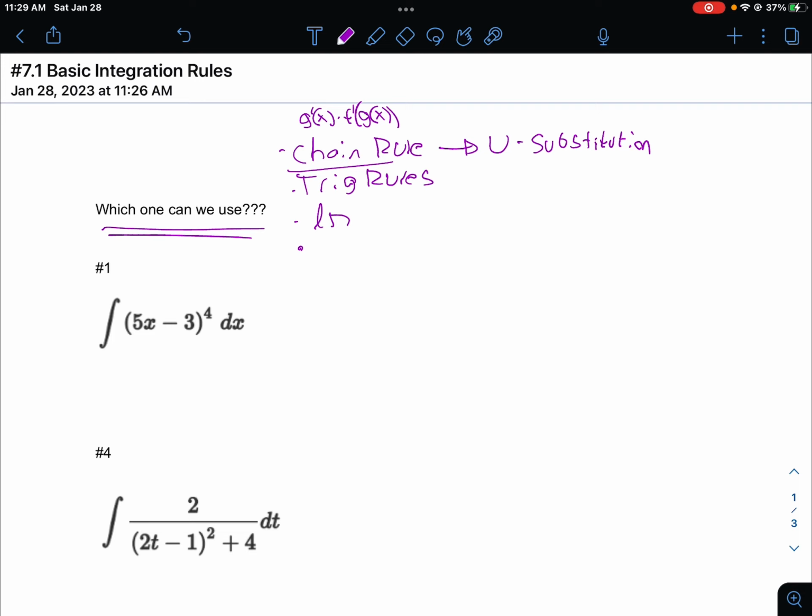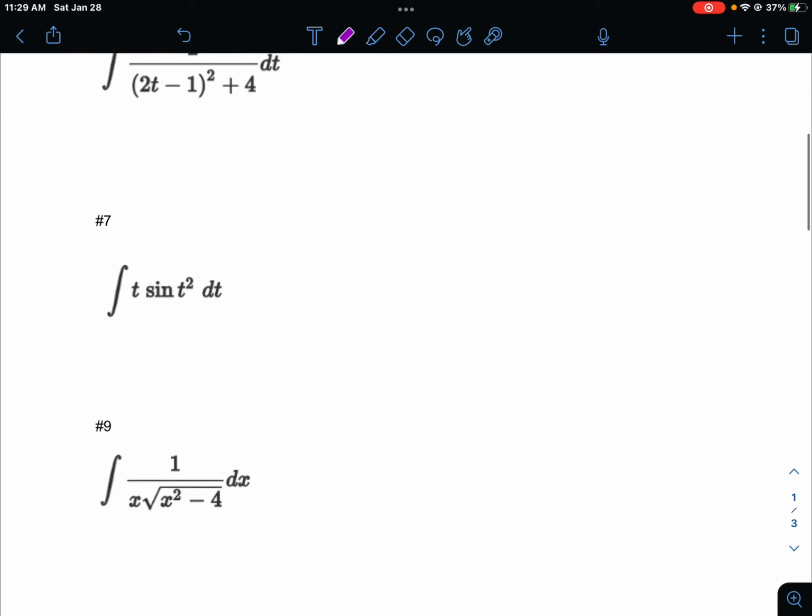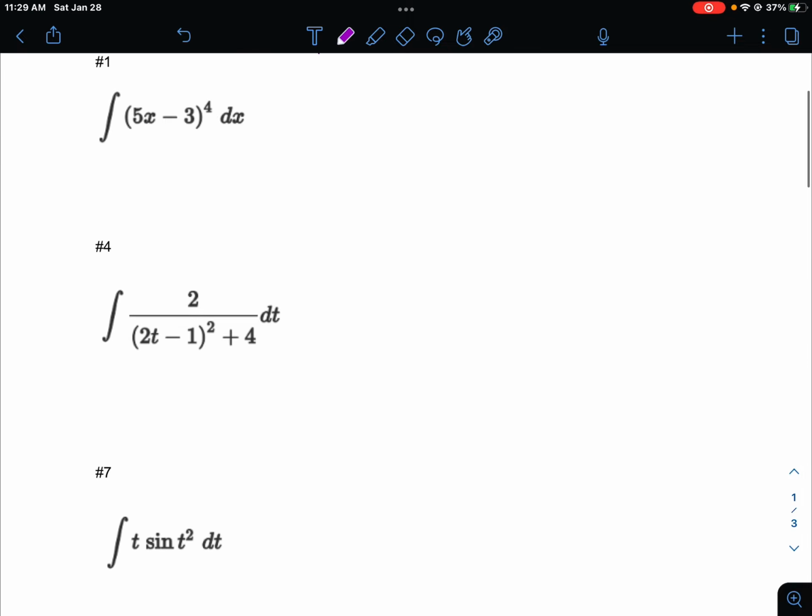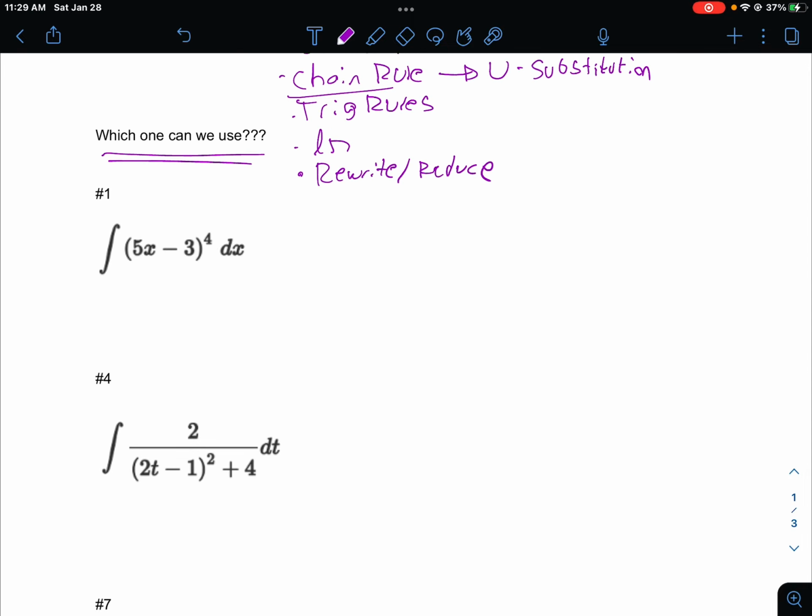We're going to talk about a few different ways to identify which trig rule or which integration rule we're supposed to use. And then sometimes we're also just going to have to rewrite or reduce before we can actually do anything. And so we'll go through a few of these. I think I have a few planned. We have 6 problems that I've planned that I'm going to go over. I'm going to try to be as organized as I can as I go through it.